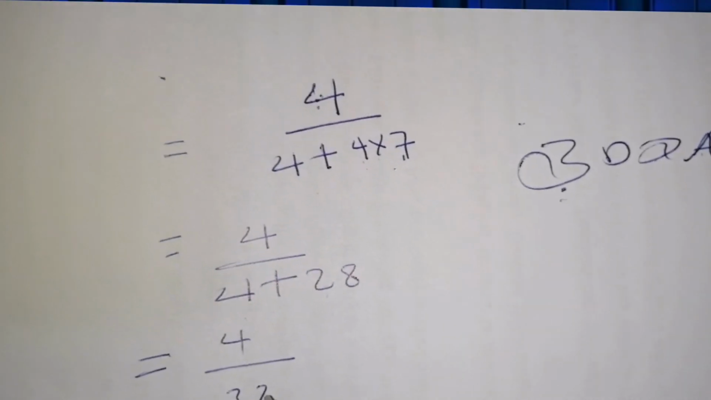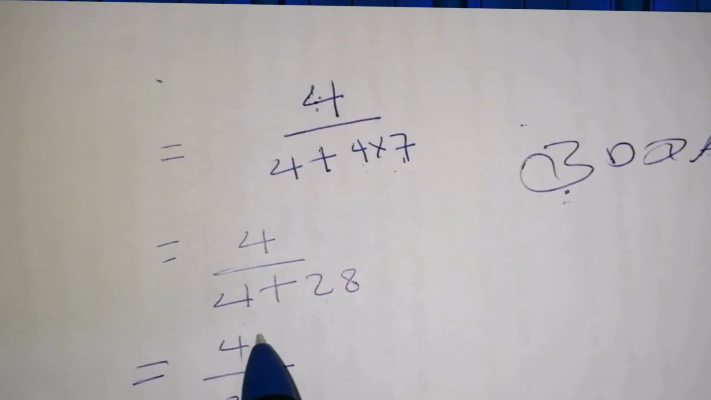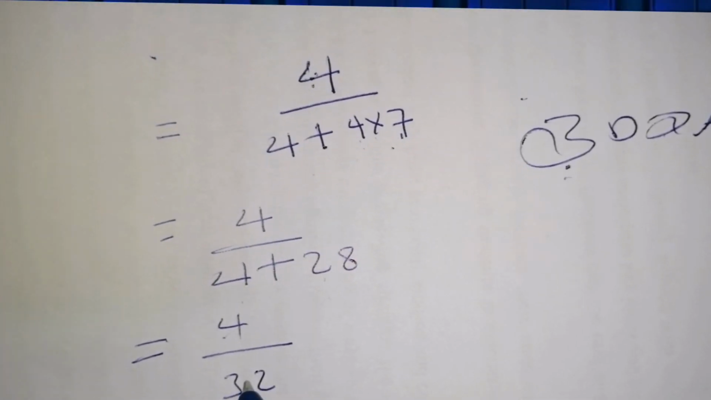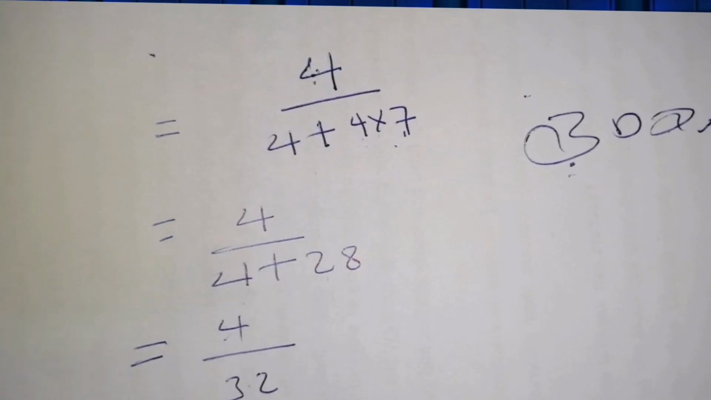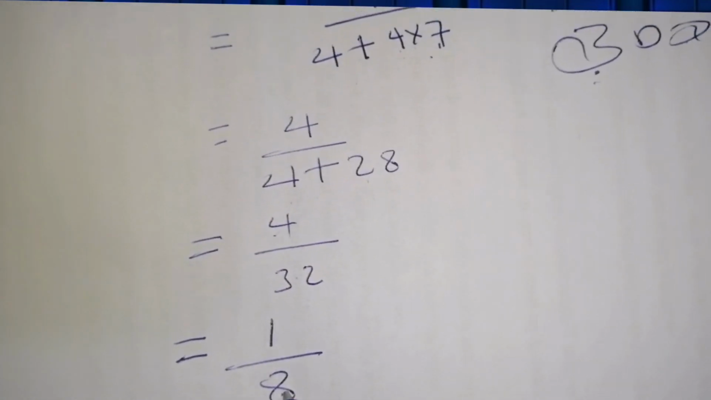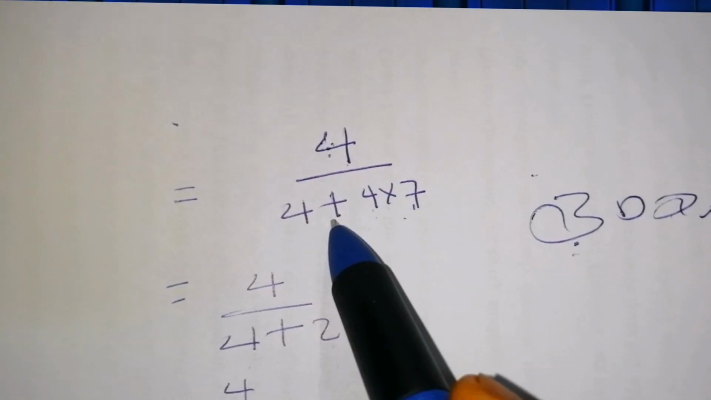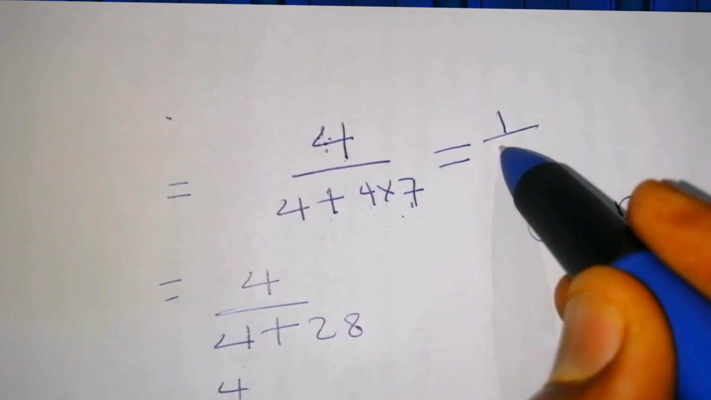So we have to put this number in lowest terms, which equals to divide by 4, which is 1, and 32 divided by 4, which is 8. 1 over 8. Therefore, 4 over 4 plus 4 times 7 is 1 over 8.